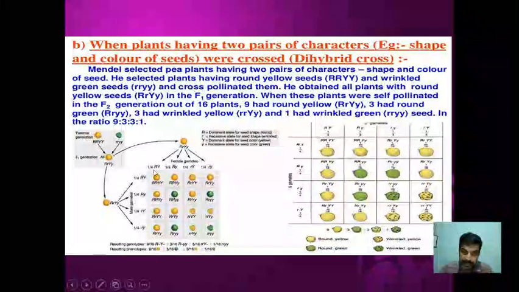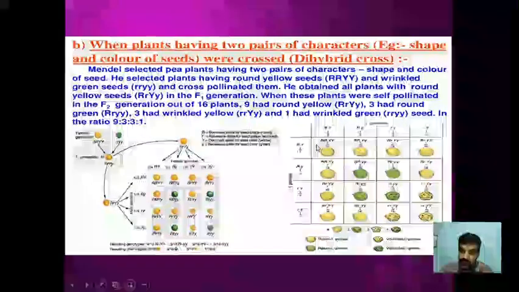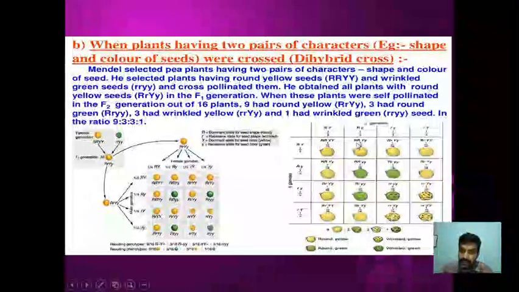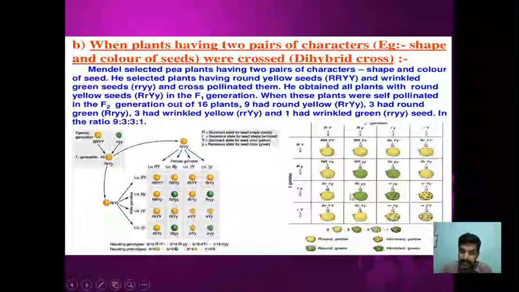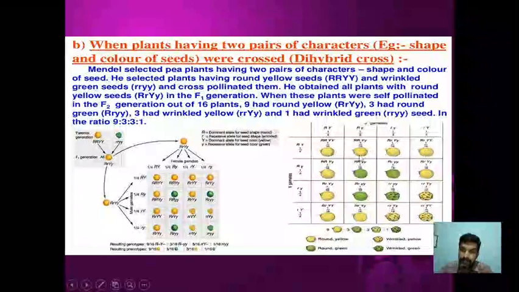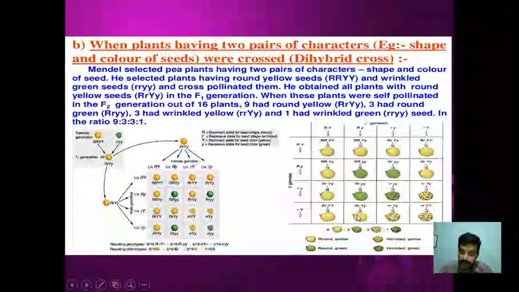This is for one parent, say the female gametes, and this is for the male gametes. The same four types of gametes are formed. Okay. When the fertilization takes place, all these alleles are going to be mixed, and here we get capital RR, capital YY and so on. So if you see, there are 9 round and yellow colored seeds. 1, 2, 3, 4, 5, 6, 7, 8, 9. So the round and yellow will be 9.